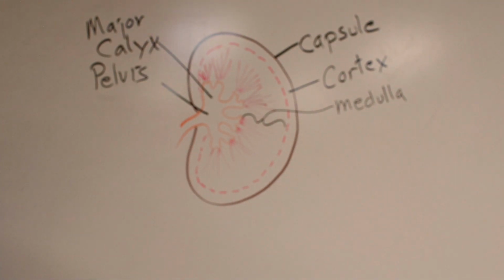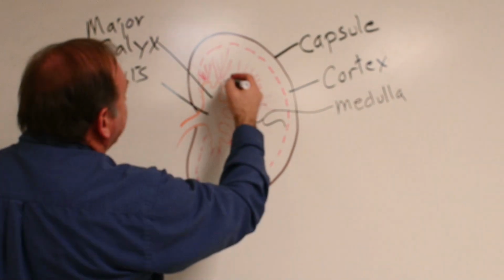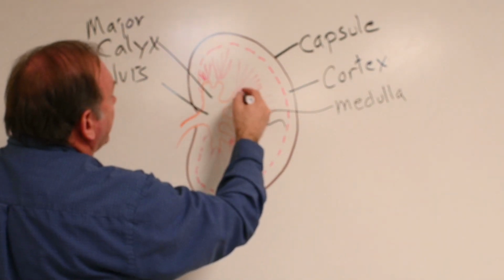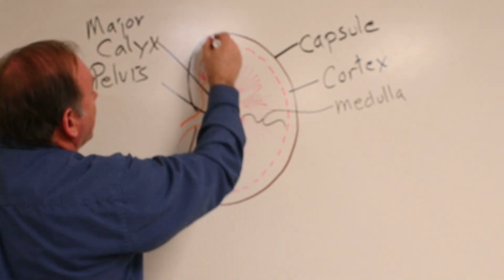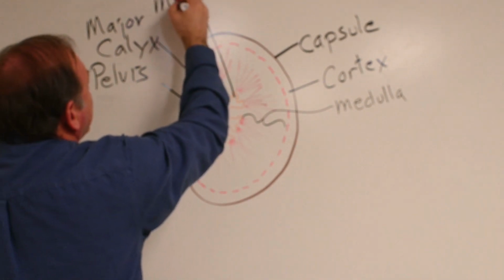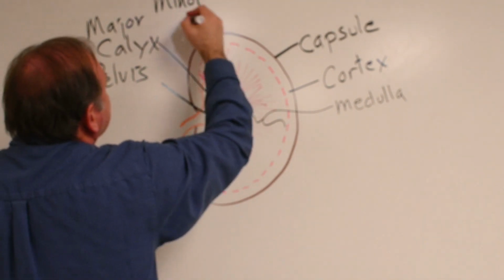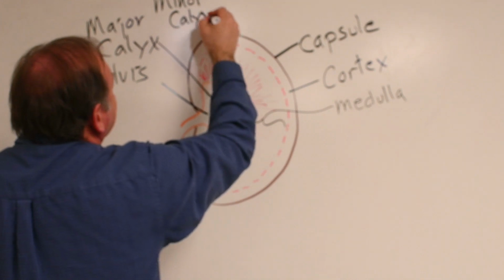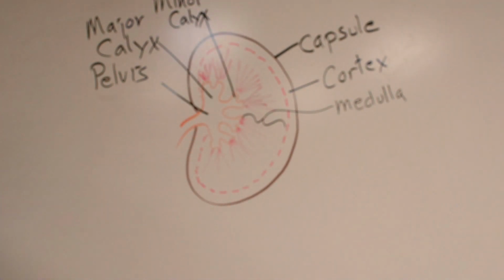C-A-L-Y-X. And then these smaller ones out here would be minor calyces. So I'll label this one right here, a minor calyx. Minor calyx.